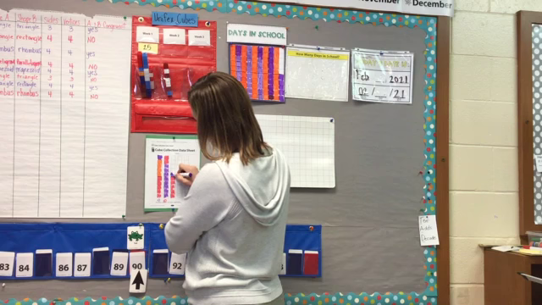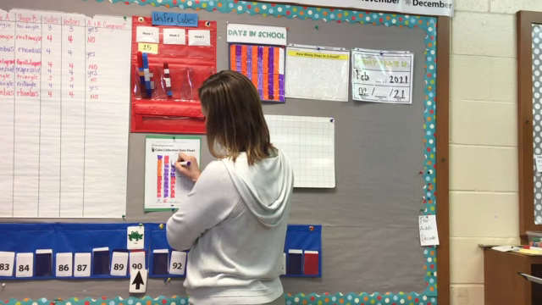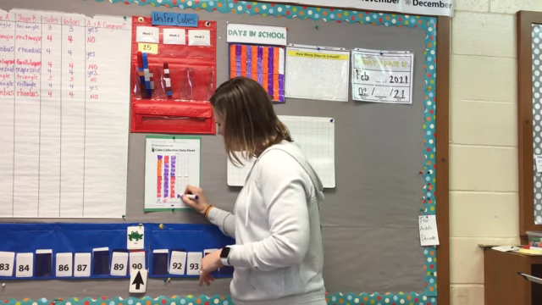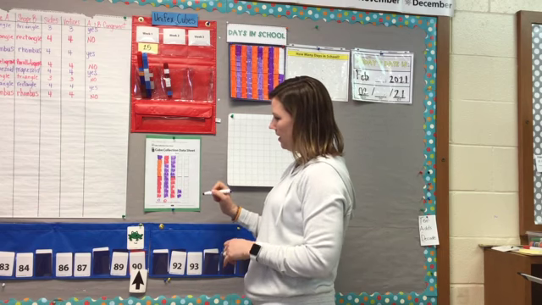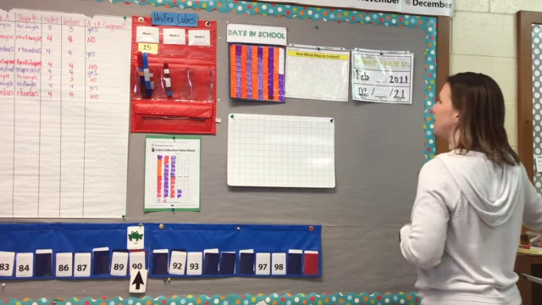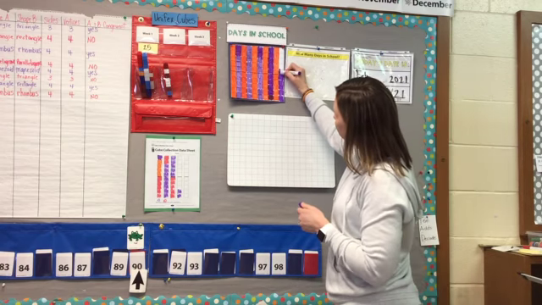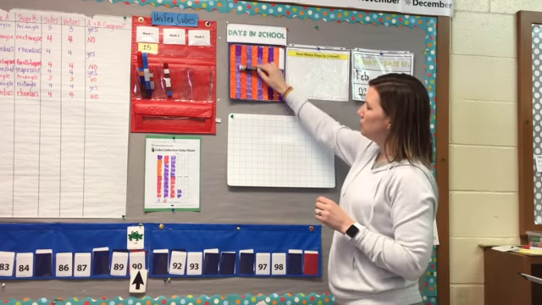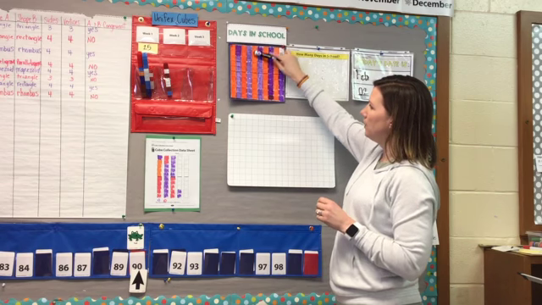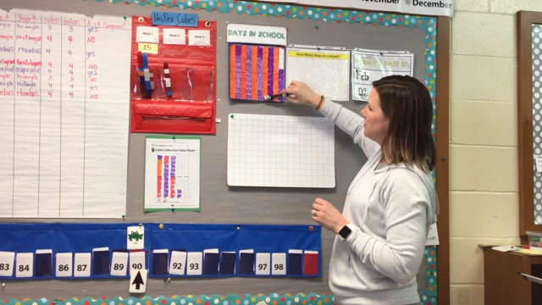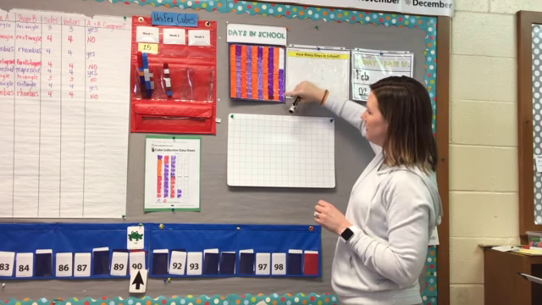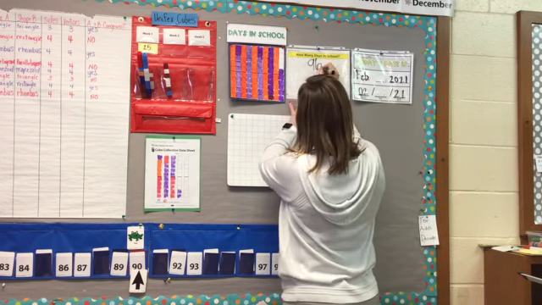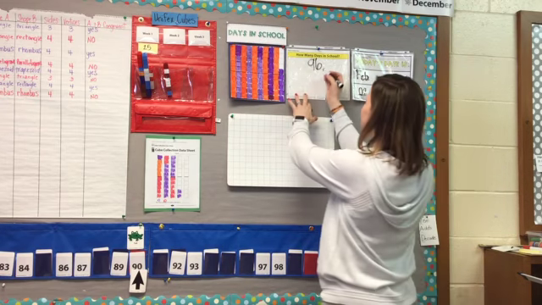We have to color in 7. 1, 2, 3, 4, 5. So I did make another 10 stick. 6, 7. Okay. And let's color in for another day in school. So we can see 10, 20, 30, 40, 50, 60, 70, 80, 90, 95 plus one more is 96. We've been in school for 96 days.